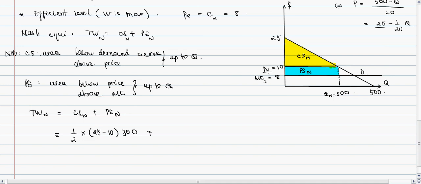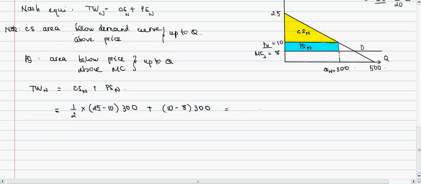Okay, so that's done for the consumer surplus. Now the producer surplus is going to be the rectangle here, so it's going to be the horizontal multiplied by the vertical. Now the vertical is the difference between the price and the marginal cost. So we're going to have 10 minus 8, multiplied by the quantity that the firm is selling to the market, which is 300.